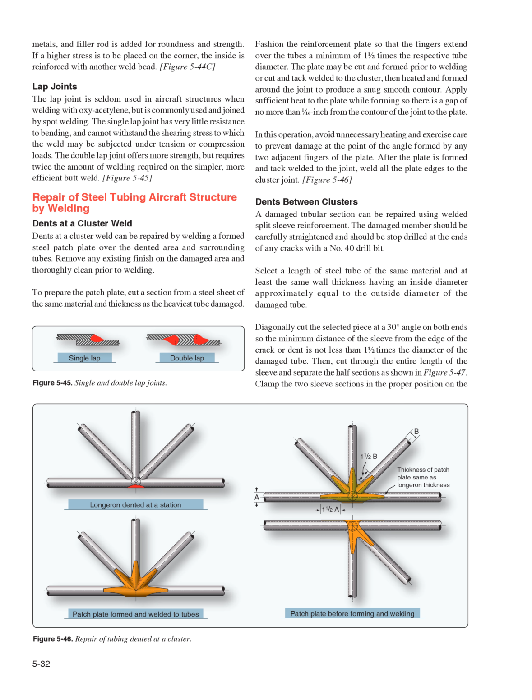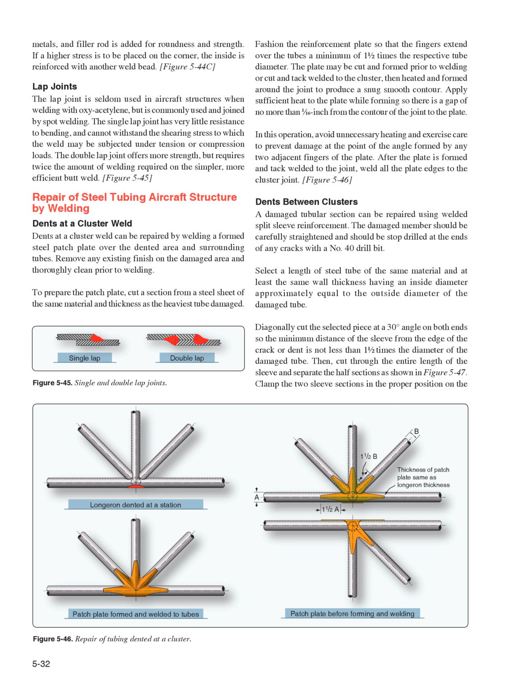Figure 5-45, repair of steel tubing aircraft structure by welding dents at a cluster weld. Dents at a cluster weld can be repaired by welding a formed steel patch plate over the dented area and surrounding tubes. Remove any existing finish on the damaged area and thoroughly clean prior to welding.